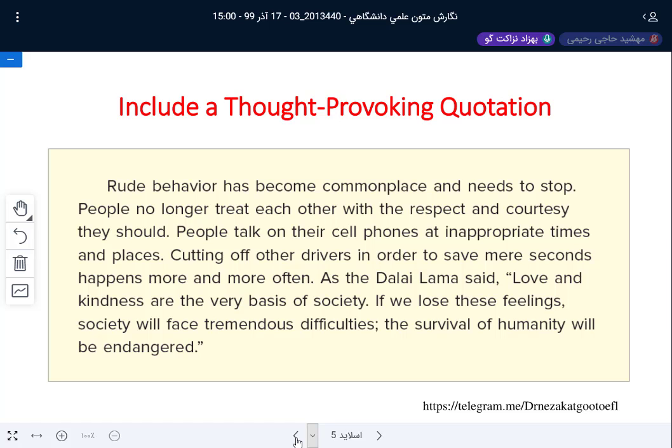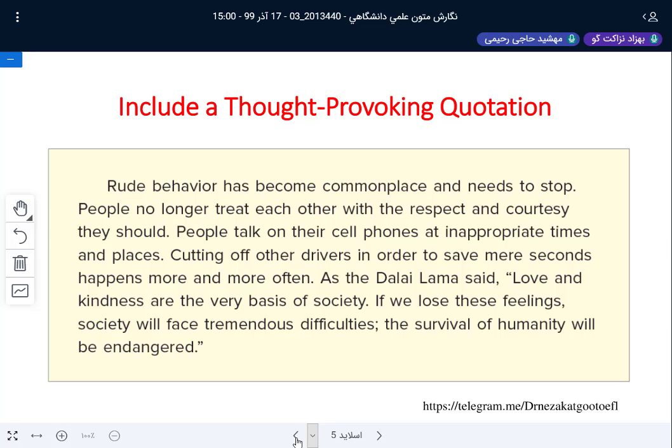So this is an example. Include a thought-provoking quote, a quote from someone who is a key figure, okay? Someone who is very famous, a well-known person. Go on, please.